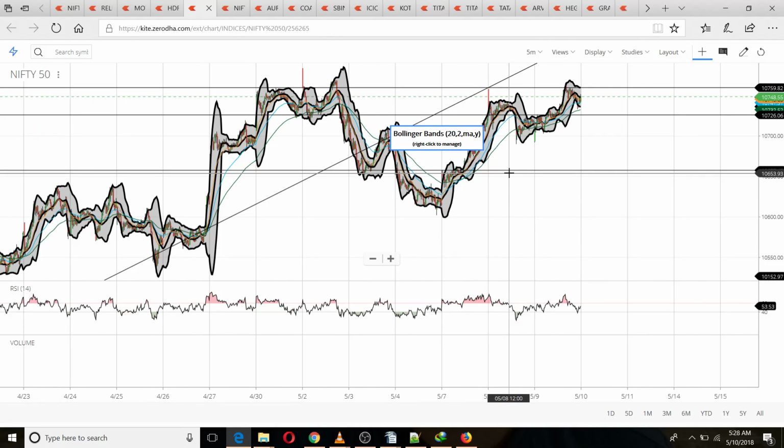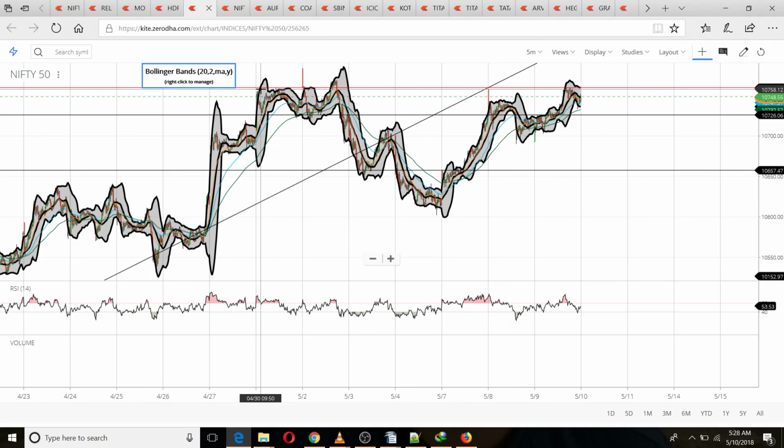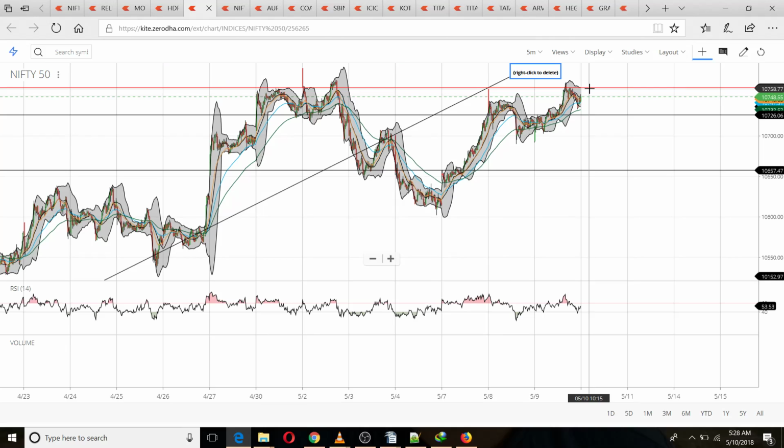And why did I book profit? Because this is the place where it has faced resistance from past days. So this is a place I had shorted it.